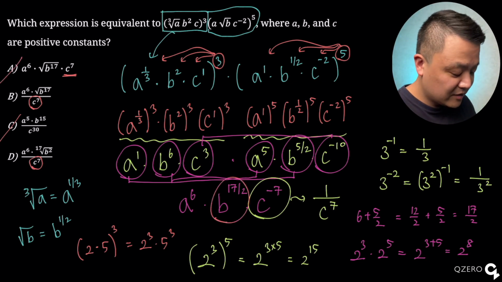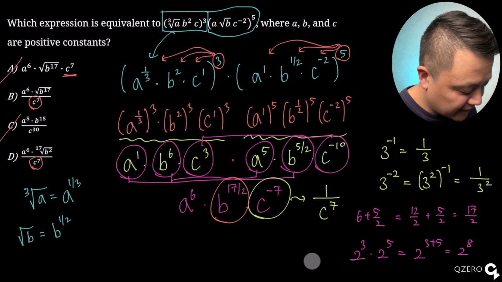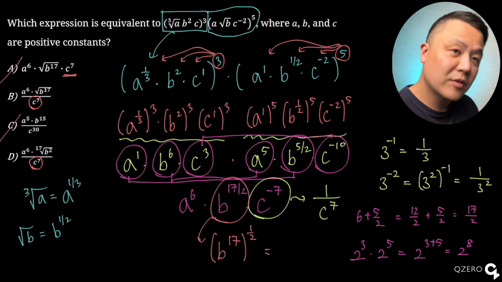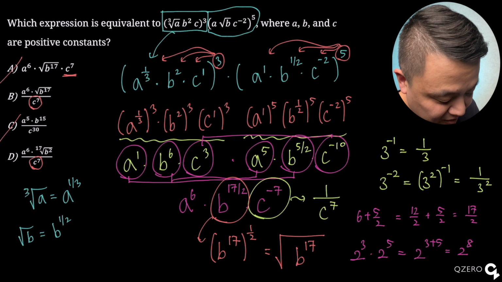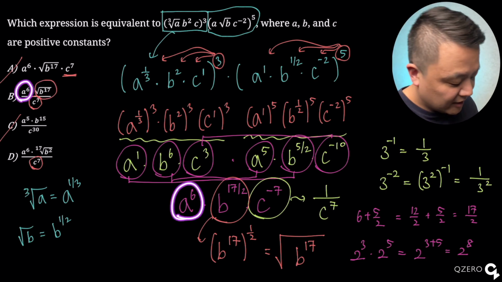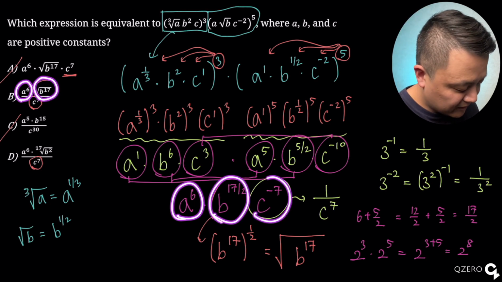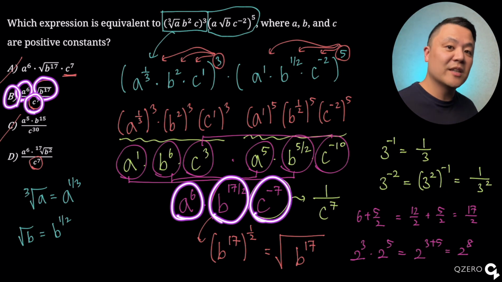The final job is to handle b to the power of 17 over 2. b to the power of 17 over 2 can be rewritten as b to the 17 to the power of 1/2. And to the power of 1/2, that's square root. So we have a square root of b to the 17. We have such an expression here. So we have a to the power of 6 here, and b to the power of 17 over 2 here, and c to the power of -7 down there. So answer choice B has to be the correct one.